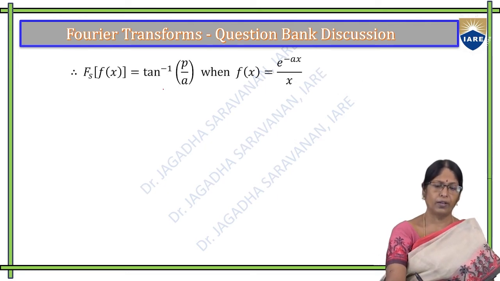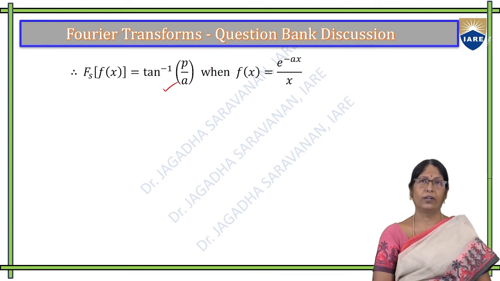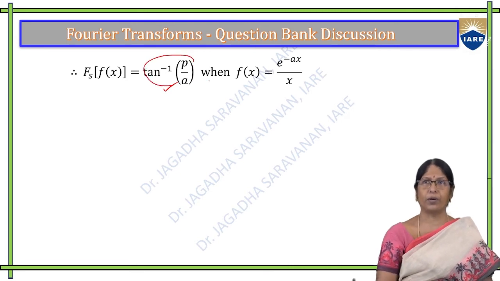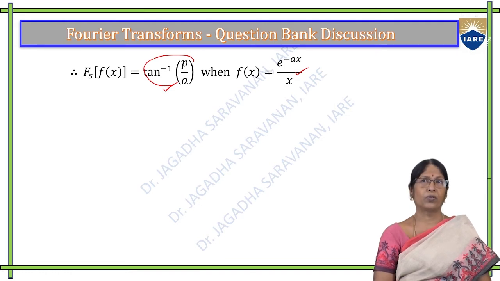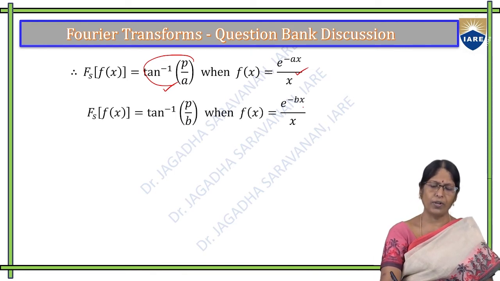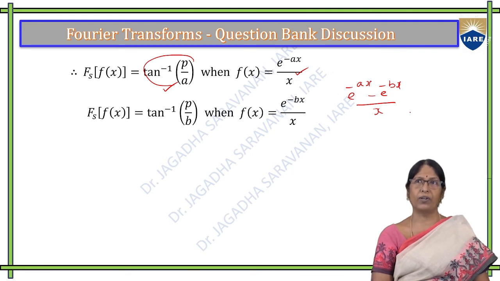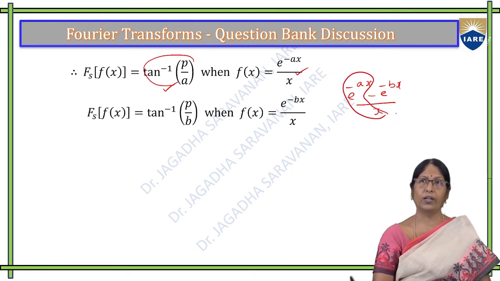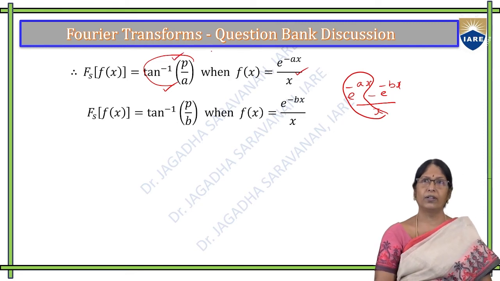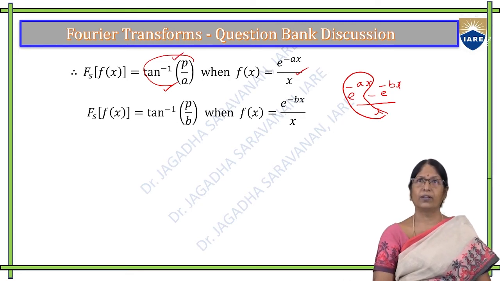So we are noticing this is a Fourier sine transform of the function f of x, the final result we obtained for the function e power minus ax by x. The application is also over. Then the question actually is e power minus ax minus e power minus bx by x. First we have taken only this one and we obtained this result, so there is no need to do the second part. Looking at the first part only, easily we can reproduce it.